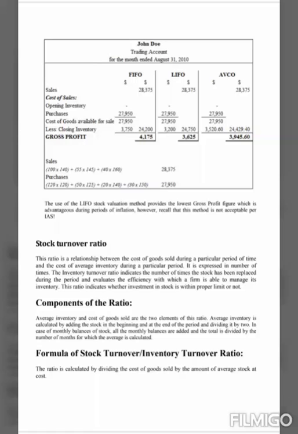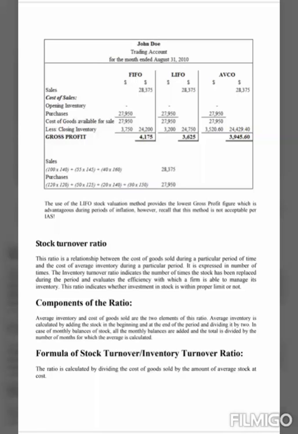The ratio is the relationship between the cost of goods sold during a particular period of time and the cost of average inventory during that period. It expresses the number of times inventory turns over, showing whether the inventory is stocked within proper limits. Components of the ratio: average inventory and the cost of goods sold.